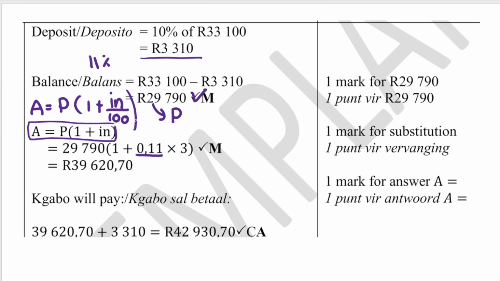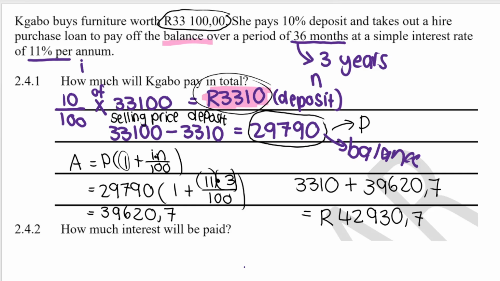It's 11%. Then you put it into the formula, you get a mark for substituting into the formula, and then you get 1 mark for your final answer. This question they only gave worth 3 marks in this test. I think it's worth quite a bit more than 3 marks, but anyway, that's how they get their marks for this test. The next question says, how much interest will be paid?